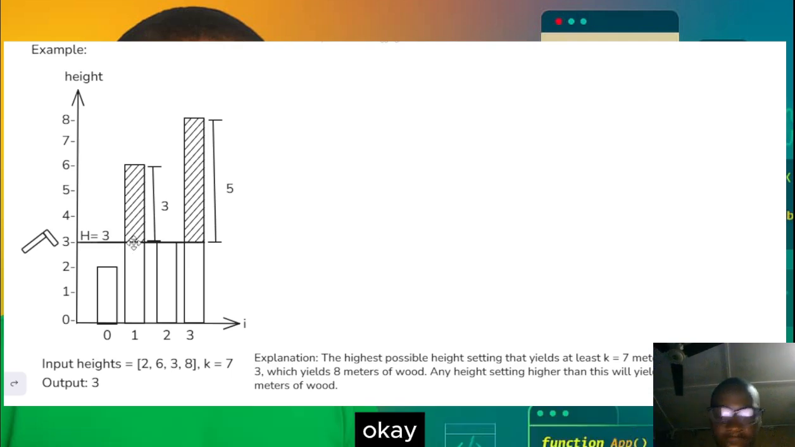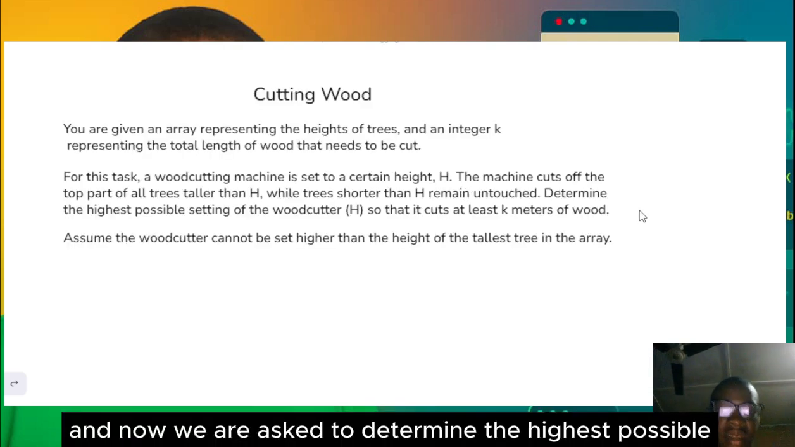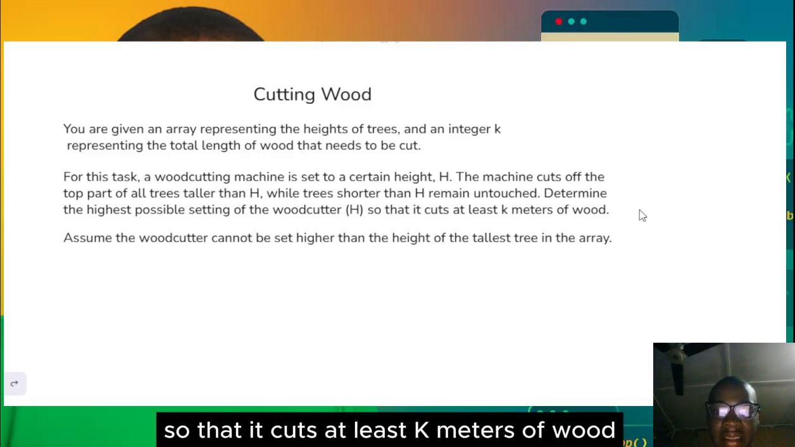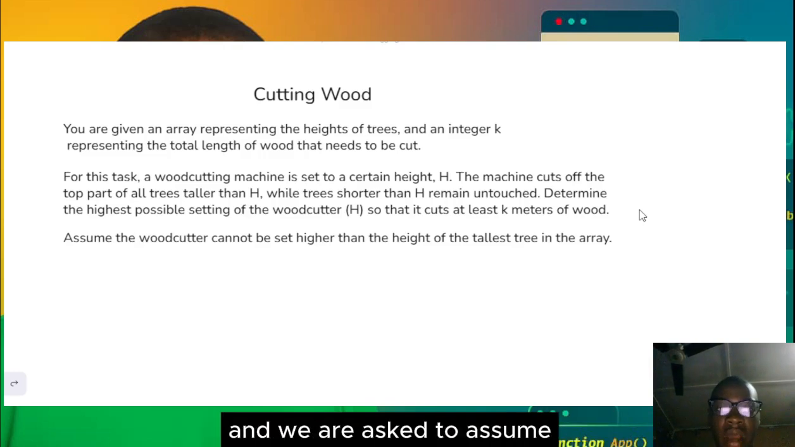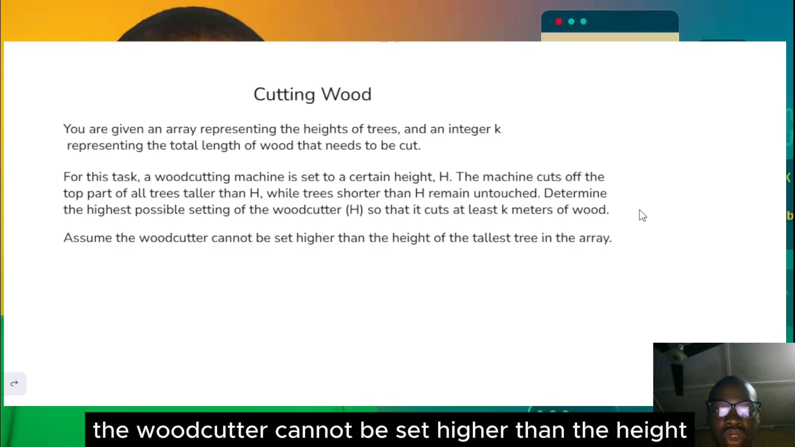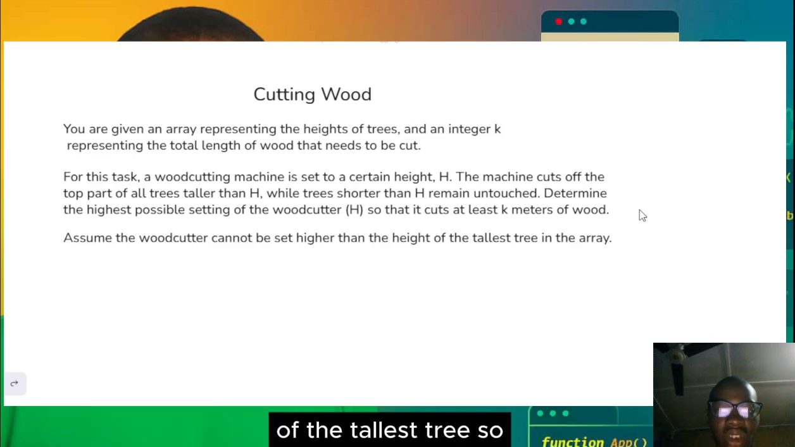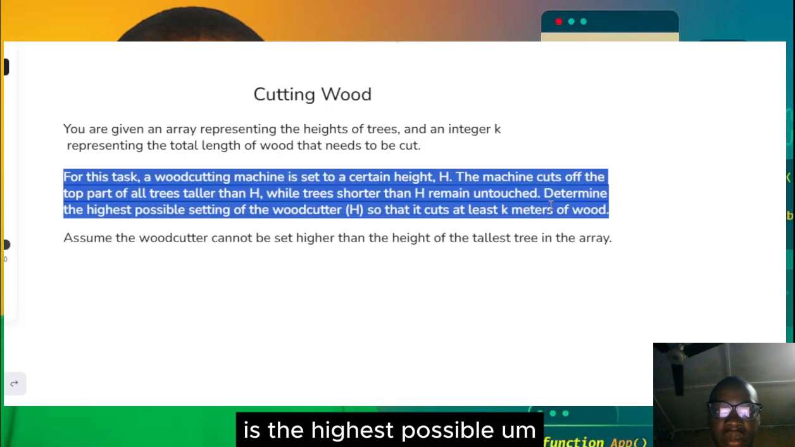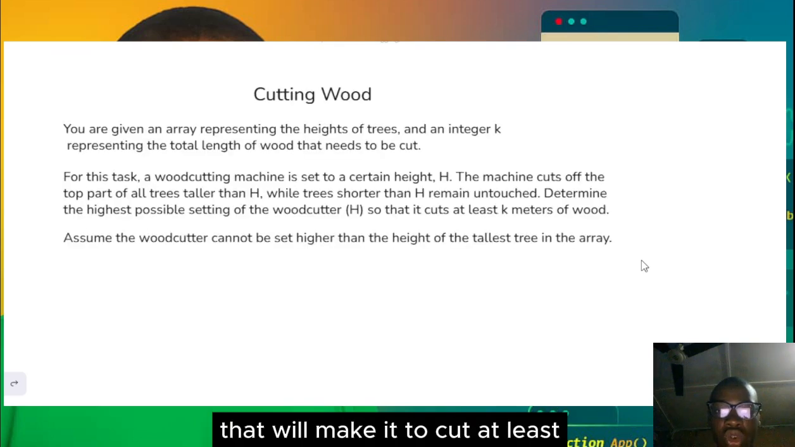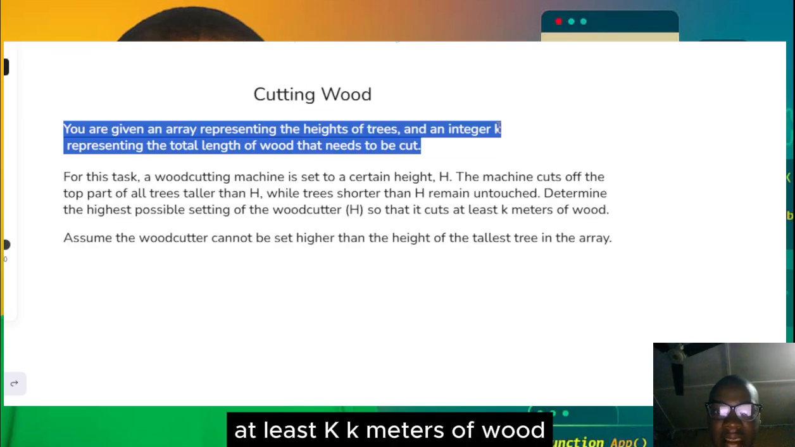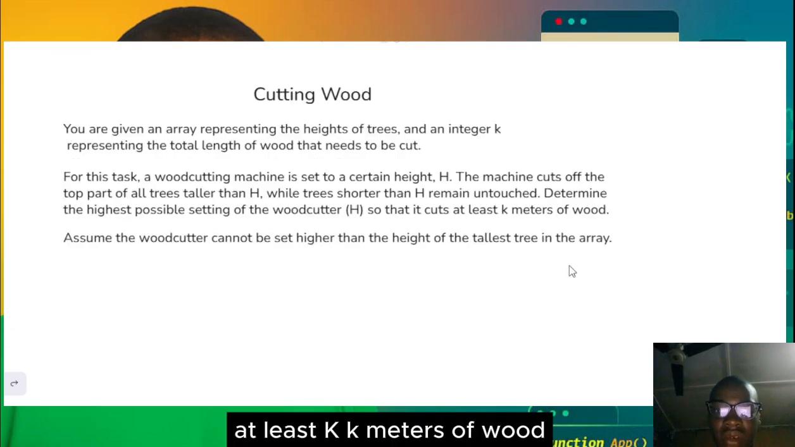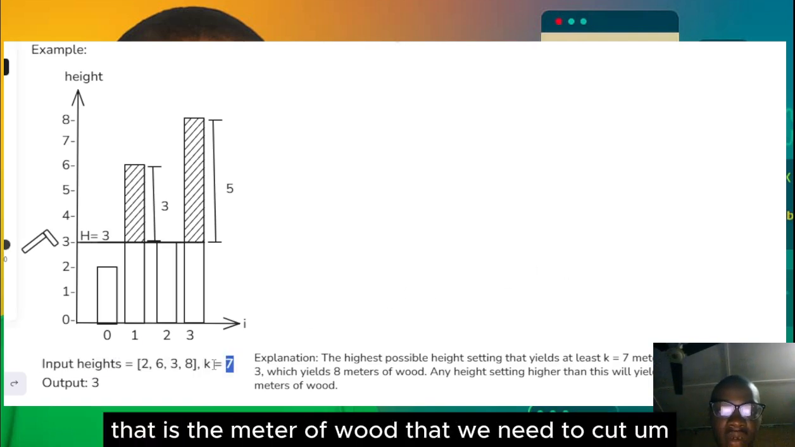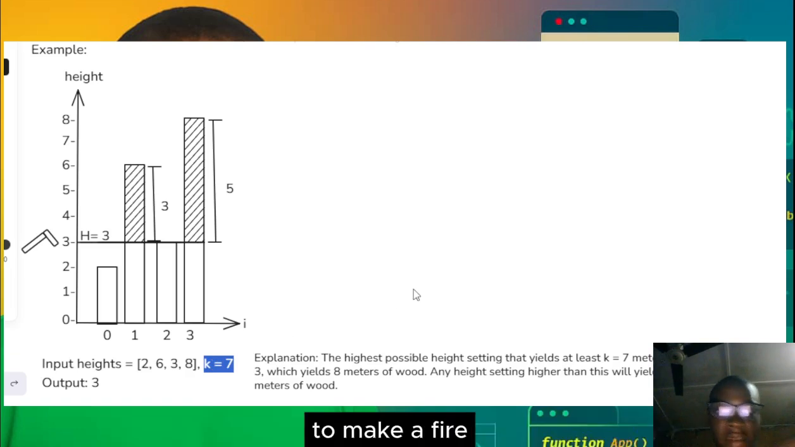We are asked to determine the highest possible setting of the woodcutter h so that it cuts at least k meters of wood, and we are to assume the woodcutter cannot be set higher than the height of the tallest tree. So what they're asking is the highest possible setting of the woodcutter that will cut at least k meters of wood. Don't forget, we're given the heights, and we're given k, the meters of wood we need to cut to make a fire.